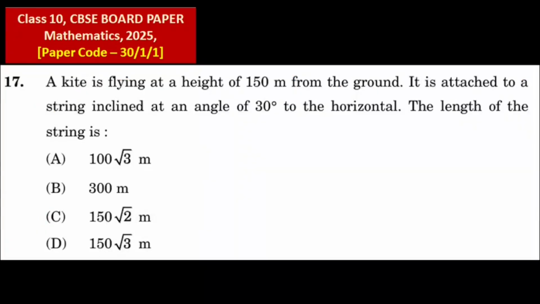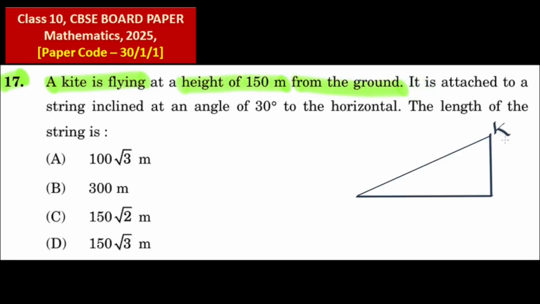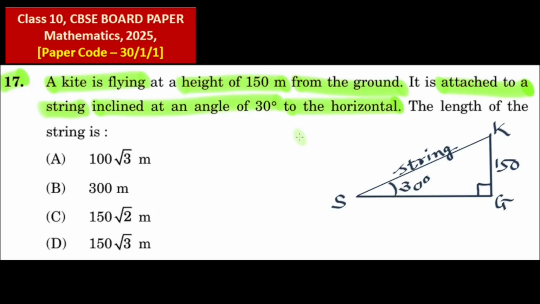Question 17. A kite is flying at a height of 150 meter from the ground. This is kite K and it is at a height of 150 meter from the ground G. It is attached to a string. SK is the string inclined at an angle of 30 degrees. This angle is 30 degrees to the horizontal. We have to find the length of the string, that is length SK.